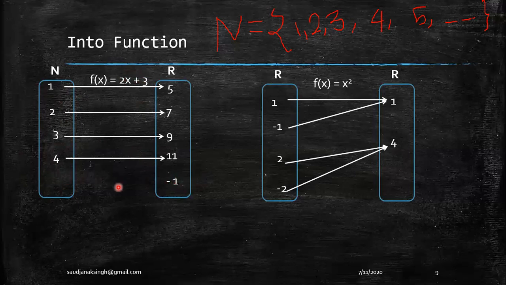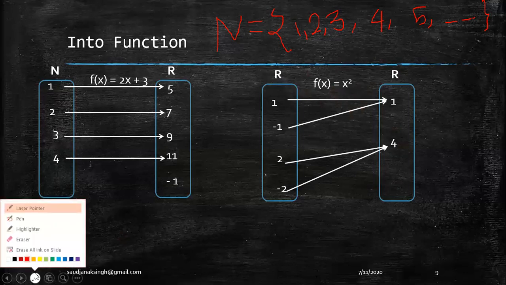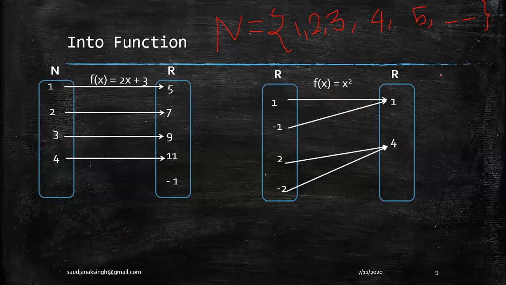And in the second example, this is a real number to real number. The function is defined by squaring. Squaring a number always gives a positive number. If you input something, the output is always positive numbers.